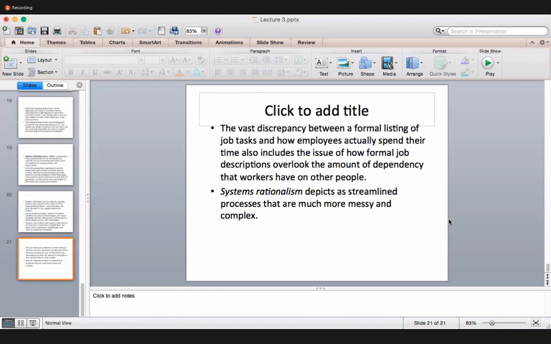Which is then now we say the first discrepancy between a formal listing of job tasks and how employees actually spend their time also includes the issue of how formal job descriptions overlook the amount of dependence that workers have on others. Therefore, system rationalism depicts a streamlined process of what is much more messy and complex.